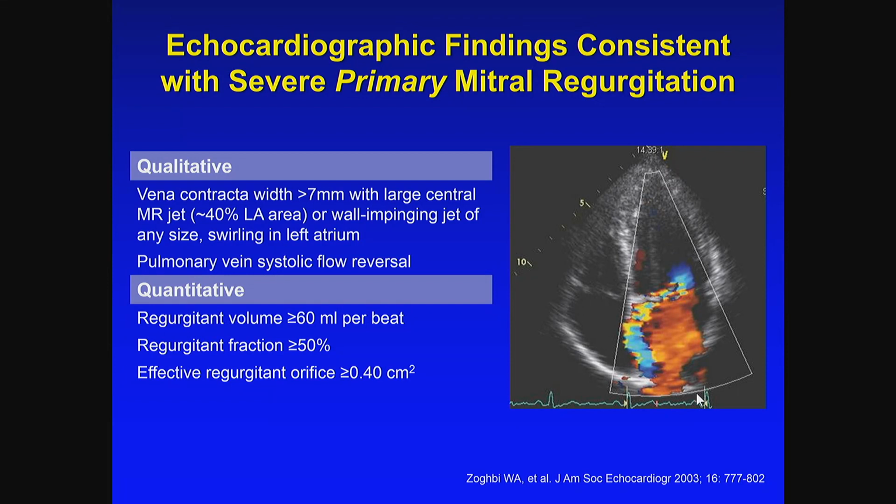Now, if we quantify the amount of regurgitation, if the regurgitant volume is more than 60 milliliters, the regurgitant fraction is more than 50%, so that is, the regurgitant volume is more than half the stroke volume, or if the effective regurgitant orifice is more than 0.4 centimeters squared, that's all consistent with severe primary mitral regurgitation.